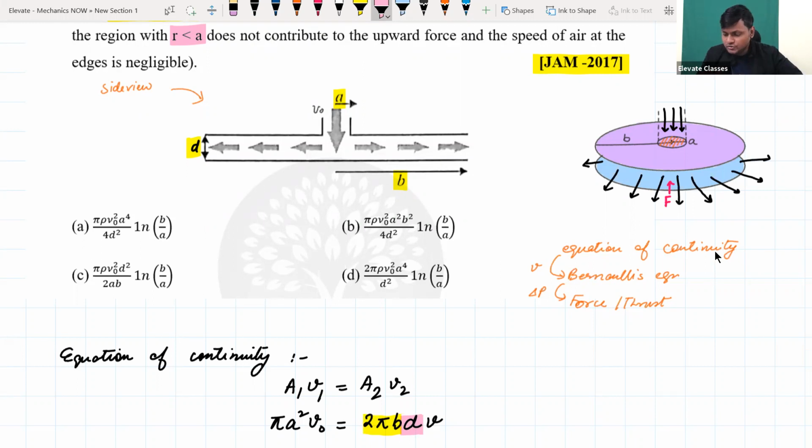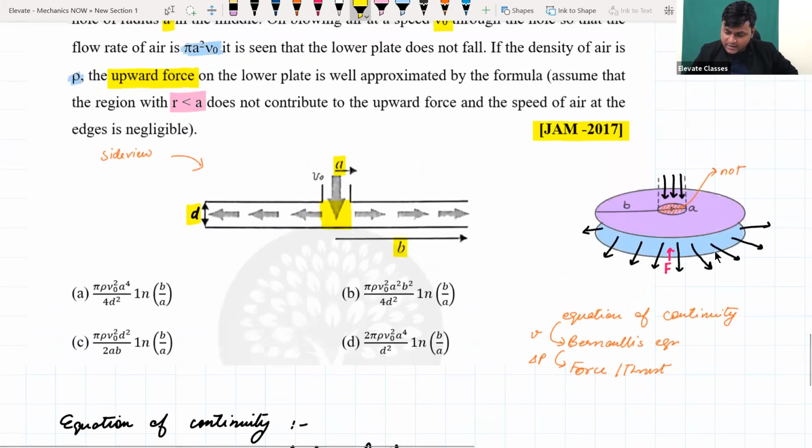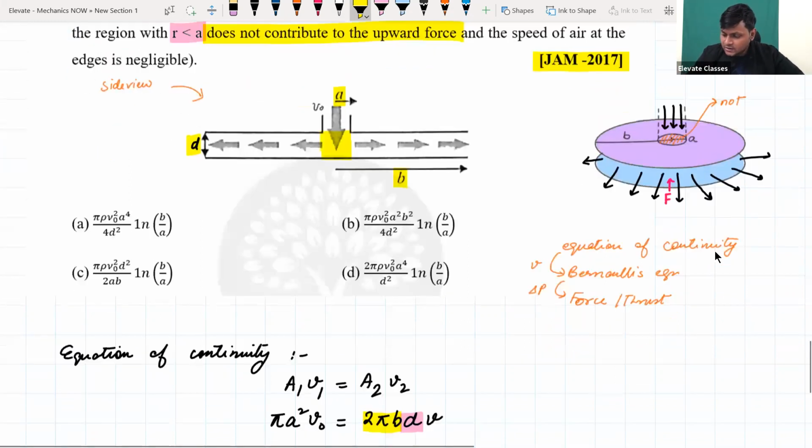But I'm not going to use b here, because what you will see is ultimately that there is a particular radius that is not contributing to the thrust. That is this small region, so this region is not contributing to thrust. Because here there is no velocity in the horizontal direction. Here there is only velocity in the vertical direction and no velocity in the horizontal direction. That is what we are concerned with. The question already says to assume that the region with r less than a does not contribute to the upward force.